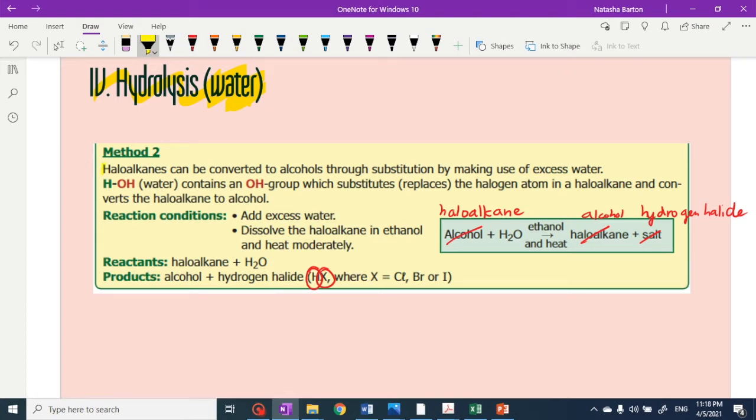What happens here is we start off with a haloalkane, and it's going to be converted into an alcohol through a substitution reaction that makes use of an excess of water. The reaction condition that is important for you is just heating, so we need the presence of heat. But just for interest's sake, this reaction will take place with an excess of water. So here we want a lot of water present, and we're going to take that haloalkane that we start off with and dissolve it in ethanol.